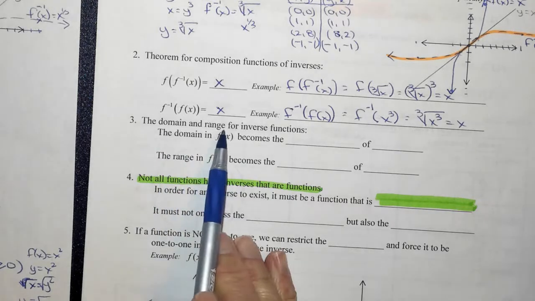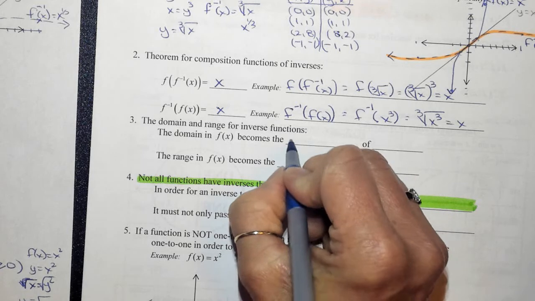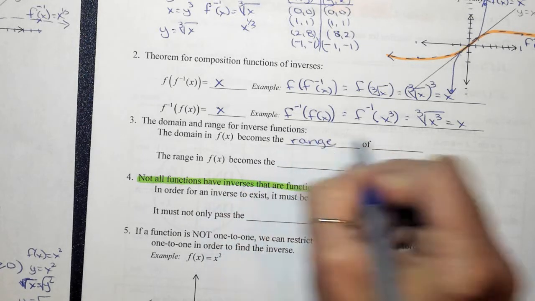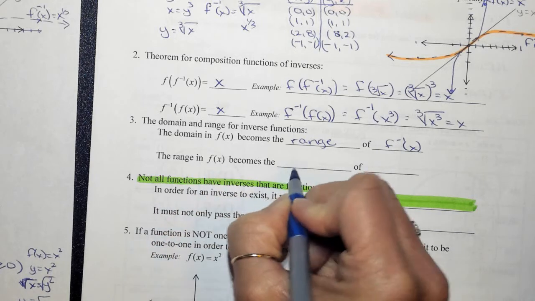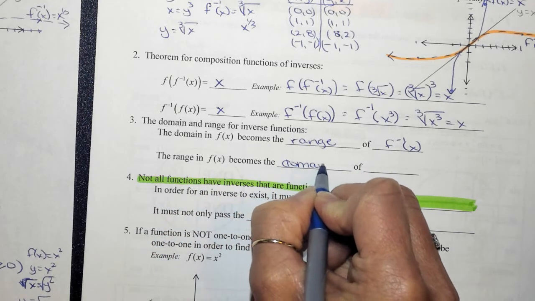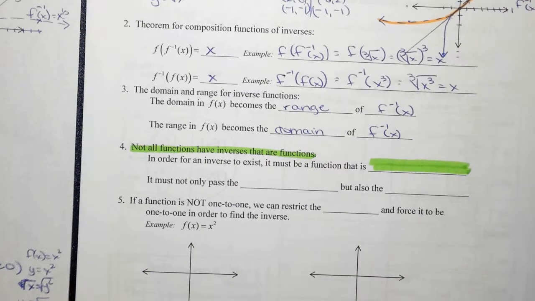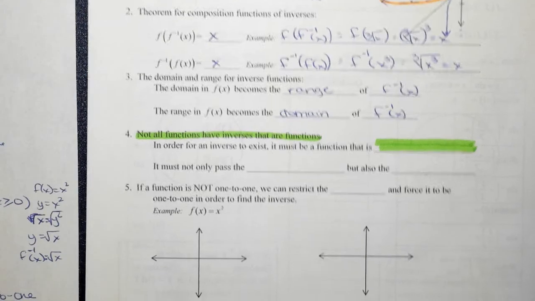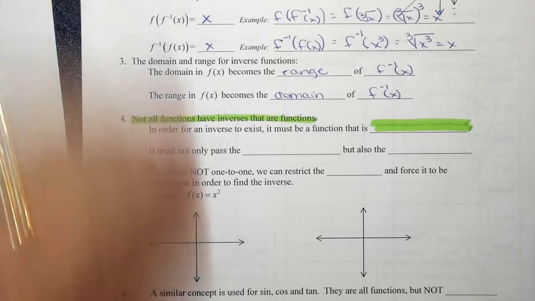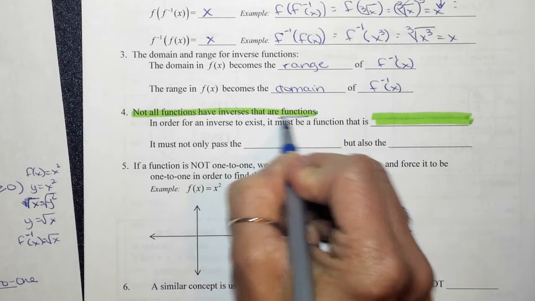The domain and the range for inverse functions. The domain in f of x becomes the range in the inverse, and the range in the original becomes the domain in the inverse. Meaning, any characteristic that belonged to x now belongs to y, and vice versa. The biggest piece here that we need to take away is that not all functions have inverses that are functions.